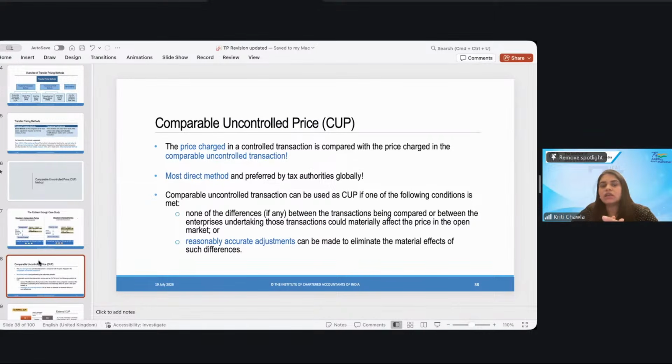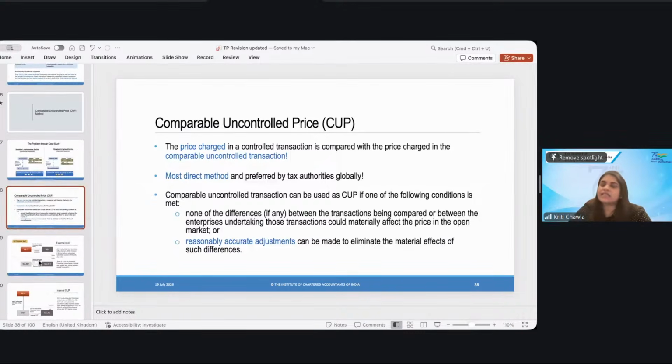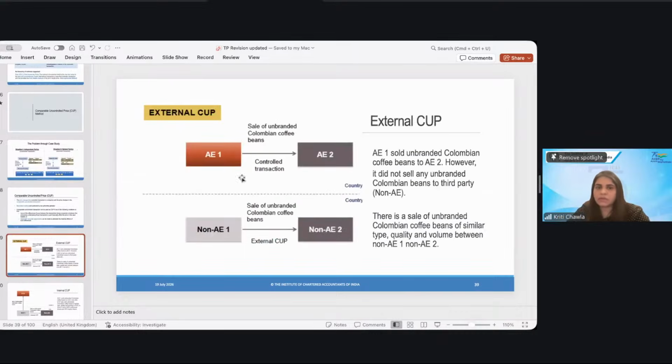It can be used as CUP if one of the following conditions is satisfied: none of the differences between the transactions being controlled and compared could materially affect the price in the open market, or if they can affect the price, then reasonably accurate adjustments can be made to eliminate such differences. So that is the comparable uncontrolled price.